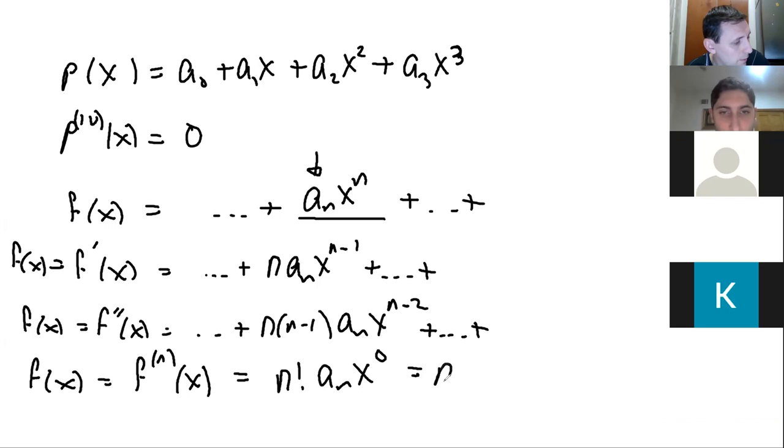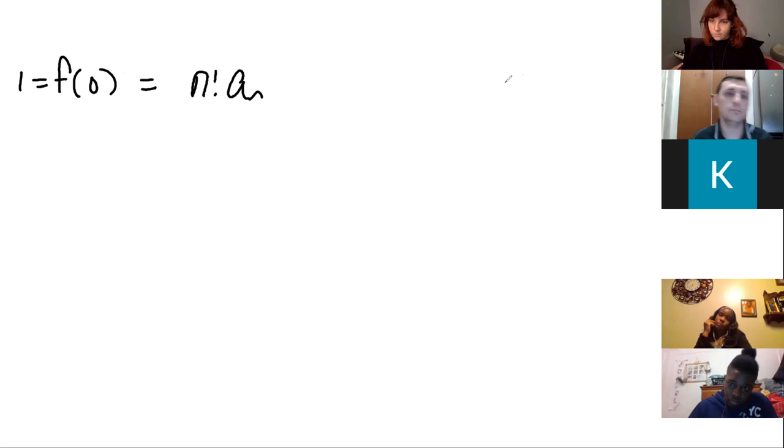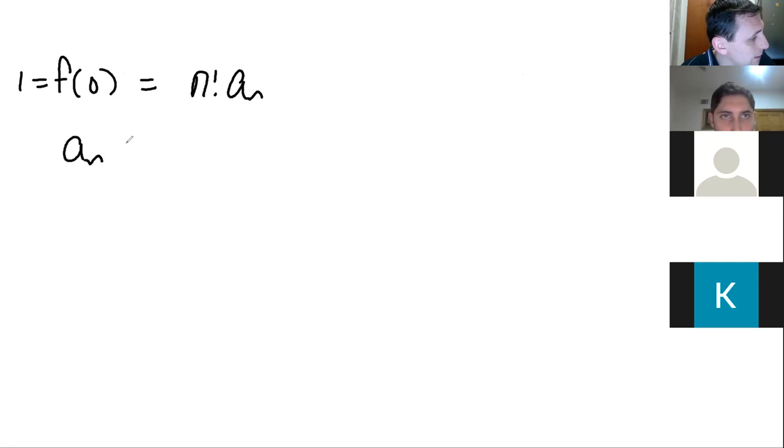And so at zero, we have that f of 0 is equal to 1, which is equal to n factorial a_n. So what is a_n? We have that a_n equals 1 divided by n factorial.